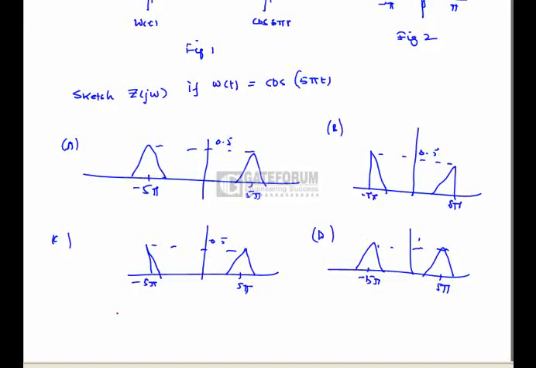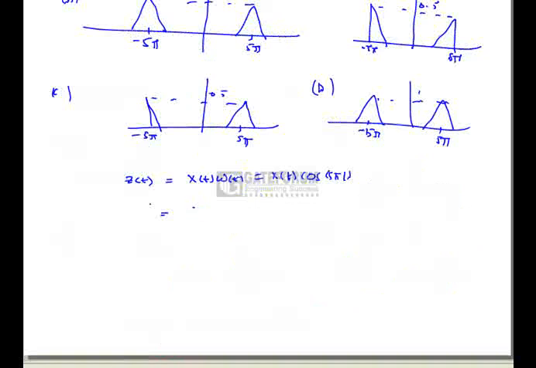Consider the system depicted in figure 1 shown below, and the Fourier transform of the input signal is shown in figure 2. Let z of t and z of j omega be a Fourier transform pair, and y of t and y of j omega be a Fourier transform pair. Sketch the z of omega. See, z of t is equal to x of t into w of t, that is x of t into cos 5 pi t, which is nothing but 1 by 2 times x of omega minus 5 pi plus x of omega plus 5 pi. So if we apply this transformation to figure 2, we will get the answer as option A.